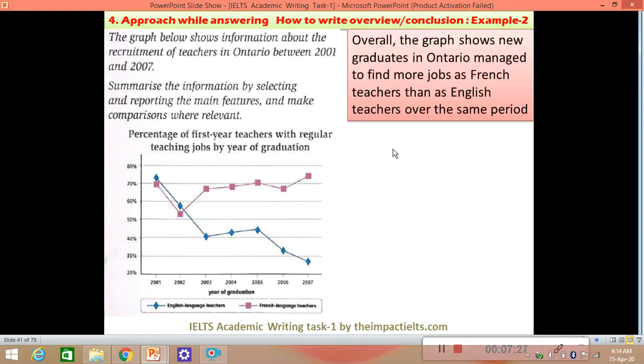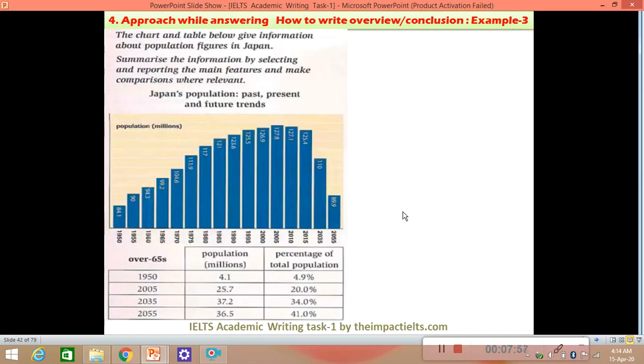Let's see. Overall, this is the second language you're learning. In the first one we said "in general." Now we are saying "overall." So overall, the graph shows new graduates in Ontario managed to find more jobs as French teachers than as English teachers over the same period. I hope you have understood it. It's very clear. Next example, two question part.